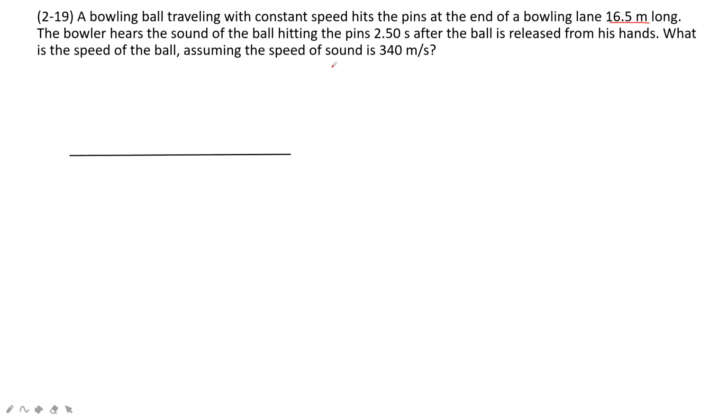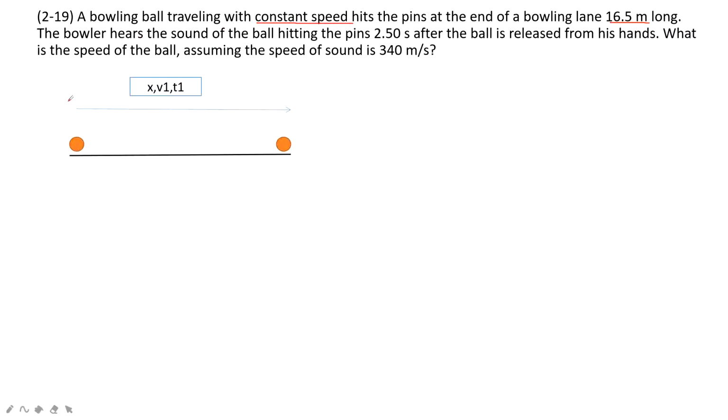So we draw a picture. This is how the ball travels, from initial there to final there. So it travels, and we can see x is 16.5 meters, the velocity we consider is v1, and the time taken is t1, and this one is with constant speed.